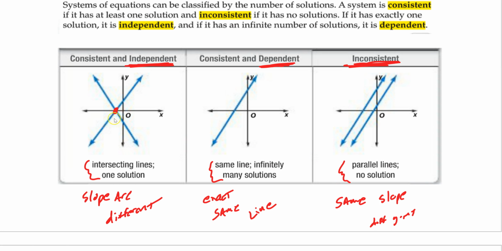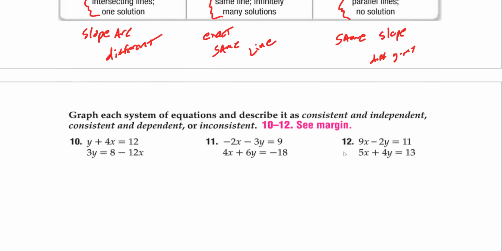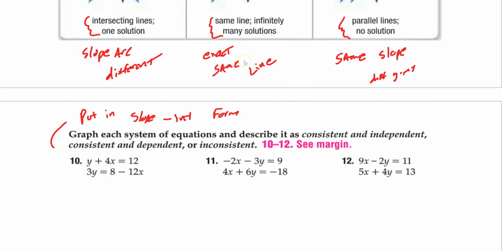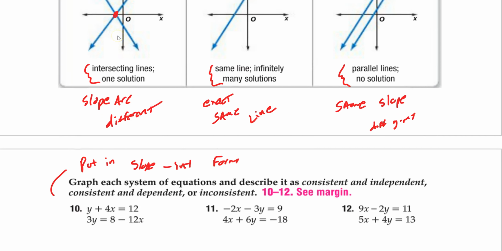So those are the three types of systems. We have independent when they cross once. We have dependent when they're the exact same line. We have inconsistent when they don't cross at all. It's easy to tell when you graph which one is which, but what if I just give you an equation? Well, the easiest thing to do here is just put it in slope-intercept form. If they're the exact same line, then it's dependent. If they have the same slope, then it's inconsistent, and if their slopes are different, it's independent. So that's the easy way to tell.